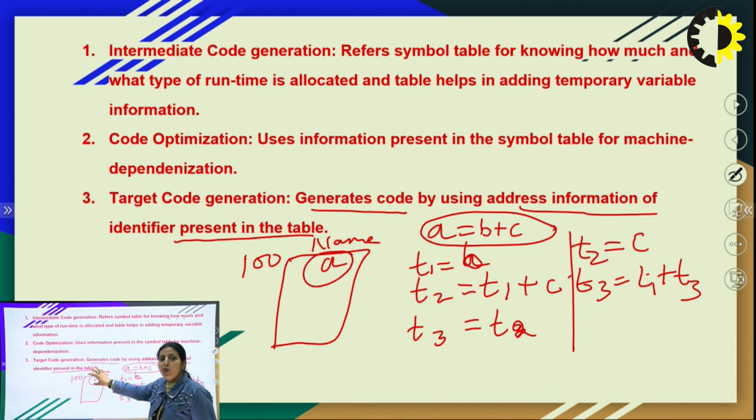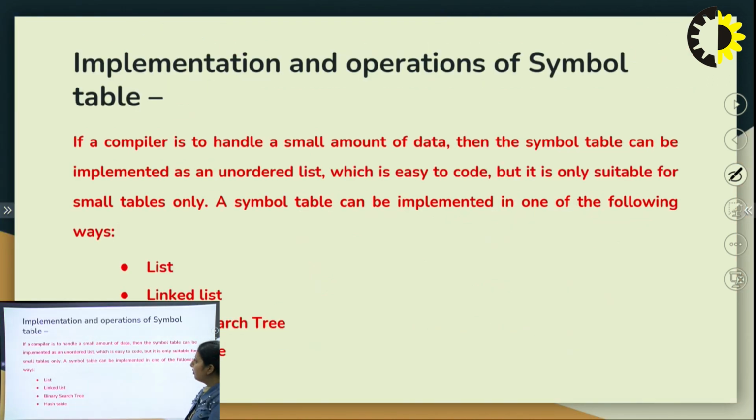Why does it use it? Because all the information with respect to this identifier A is stored only in the symbol table. How? Its scope is stored in the symbol table, its value is stored in the symbol table. That's why the code generation phase uses the symbol table to get the address information of the identifier present in the symbol table. Now let's start with the implementation and operations of the symbol table. Implementation means how we can implement the symbol table, how we are organizing the data. We have the data that is scattered.